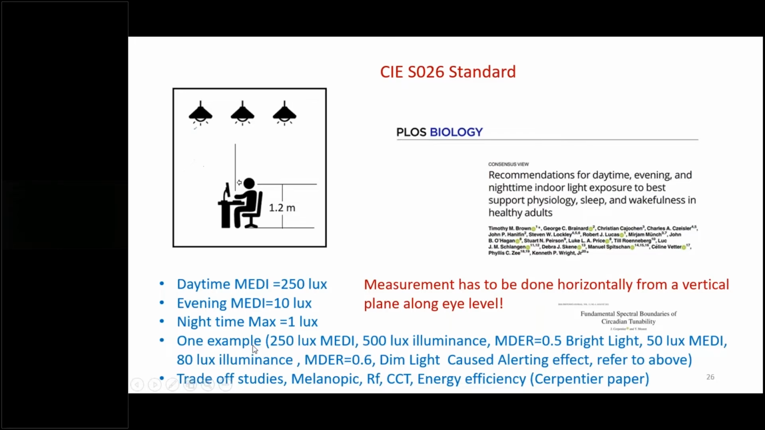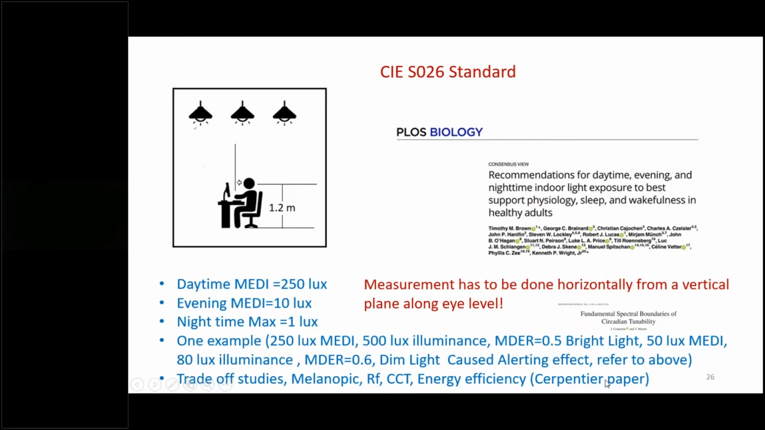For example, in one of the examples, there was a 250 lux MEDI for 500 lux illuminance, which produced 0.5 MDER for a bright light condition, and 50 lux MEDI for 80 lux illuminance, which had a 0.6 MDER for dim light. And they claim this caused an alerting effect. So one can use these parameters to do trade-off studies: melanopic lux, R_f, CCT, energy efficiency, and these are very useful.